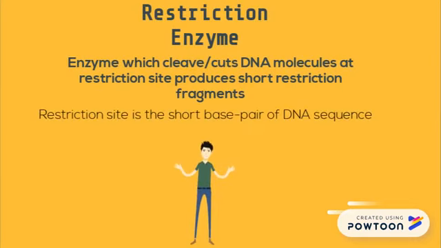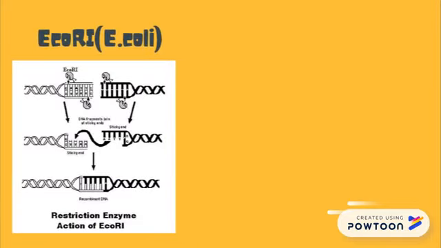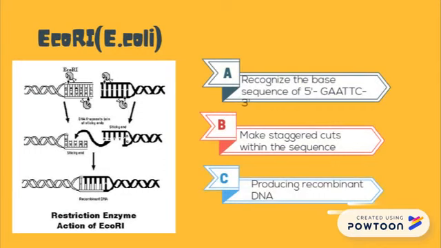What is restriction enzyme? Restriction enzyme cleaves or cuts DNA molecules at restriction sites, producing short restriction fragments which have sticky ends or blunt ends. It recognizes the base sequence and makes staggered cuts within the sequence and produces sticky ends. This allows DNA ligase to ligate and produce recombinant DNA.